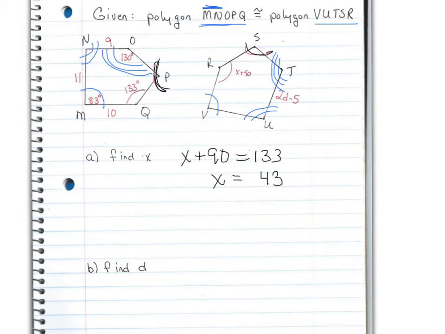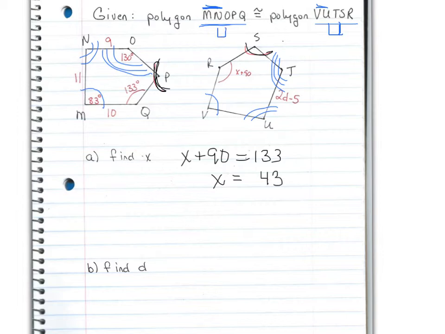If we look at side MN, that corresponds to what side? VU. Okay, so that may be important. All right, so we're trying to find D, so which side are we going to look at? NO and UT. Okay, we're going to look at this UT and NO. So what is side NO?